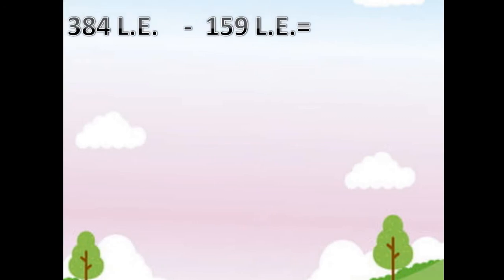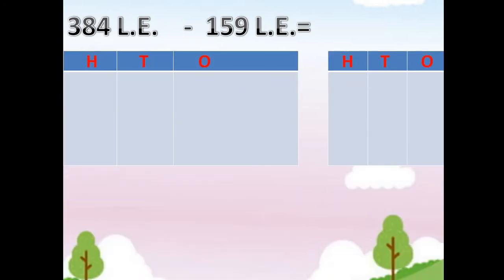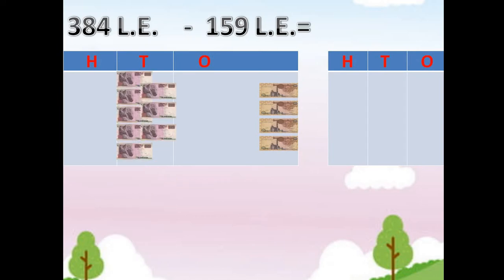Another example, 384 LE minus 159 LE. I will draw the place value money mat for the big number and one for the answer. Now I want to represent the 384. So in the ones I will draw 4 ones, and in tens 8 tens, and in hundreds 300. Okay, I want to take from the ones here 9 because 159. I can't take 9 from 4. So what I'll have to do, have to make regrouping.